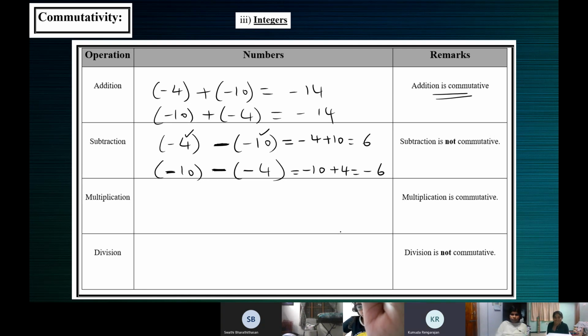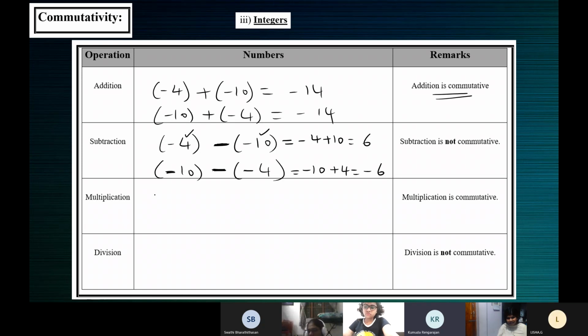I considered two integers, -4 and -10. I subtracted them in different orders. In the first method, I got 6 as the result, while in the second, I get -6 as the result. The results are not the same. Hence, integers are not commutative under subtraction.